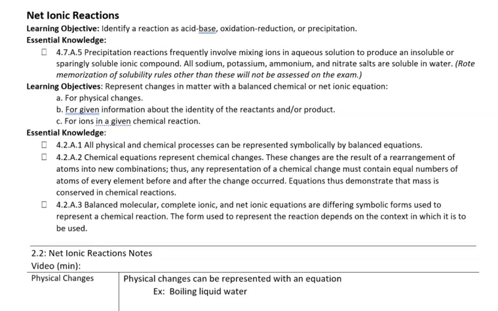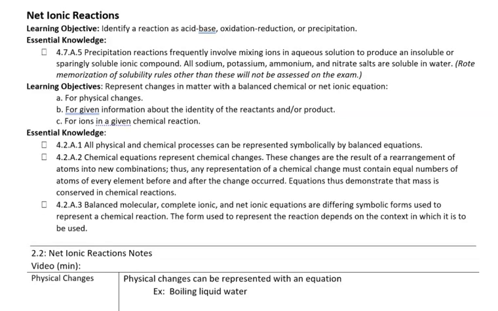The associated essential knowledge that we need is that precipitation reactions often involve mixing ions to form an insoluble or only slightly soluble compound. We also need to know that sodium, potassium, ammonium, and nitrates are always soluble.